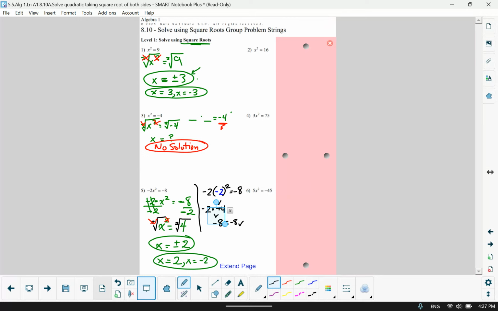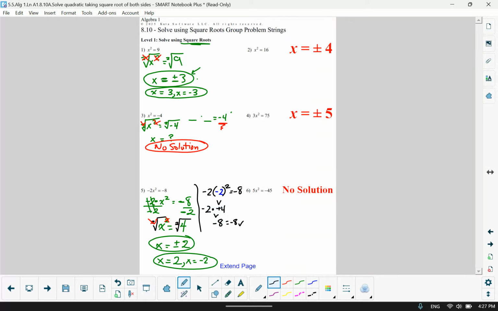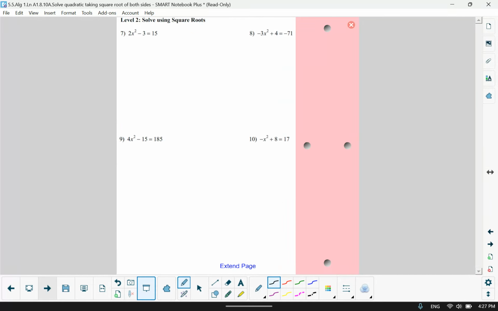Okay, I'm going to encourage you in a moment to pause the video, do numbers 2, 4, 6, come on back when you're ready to check your answers. Number 2 is going to be positive or negative 4. Number 4 would be positive or negative 5. But number 6, there is no possible number that would make this statement true. Onward we go to level 2.